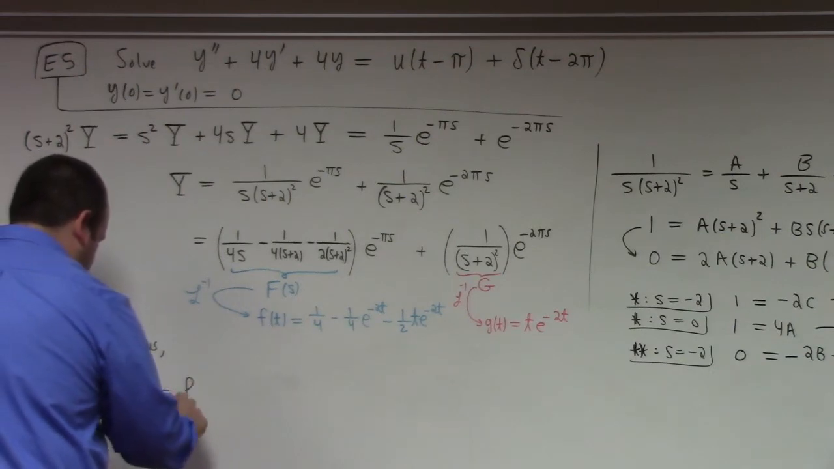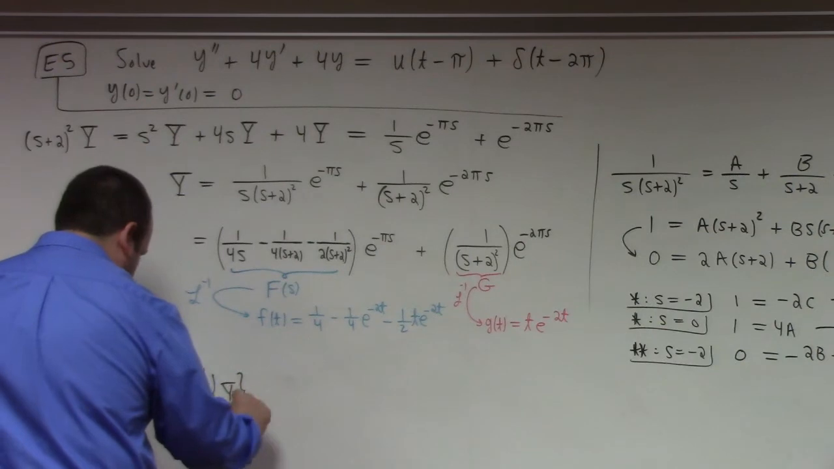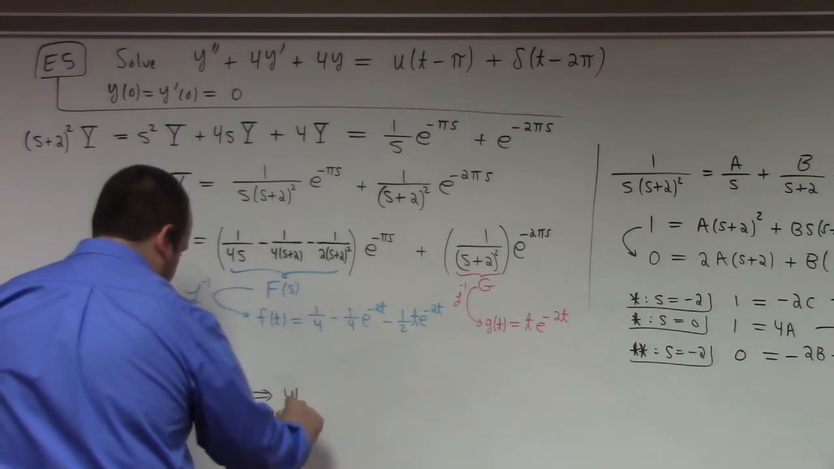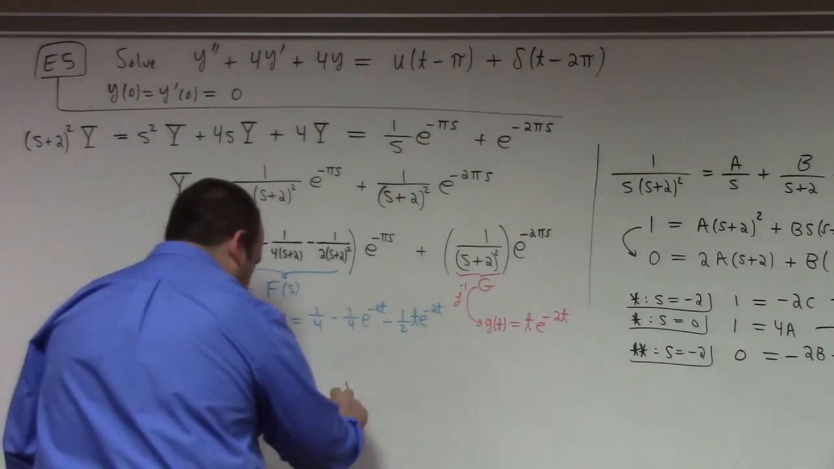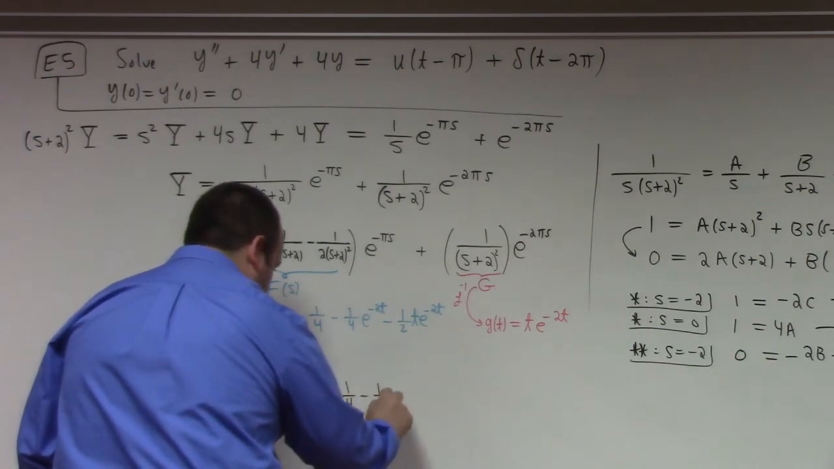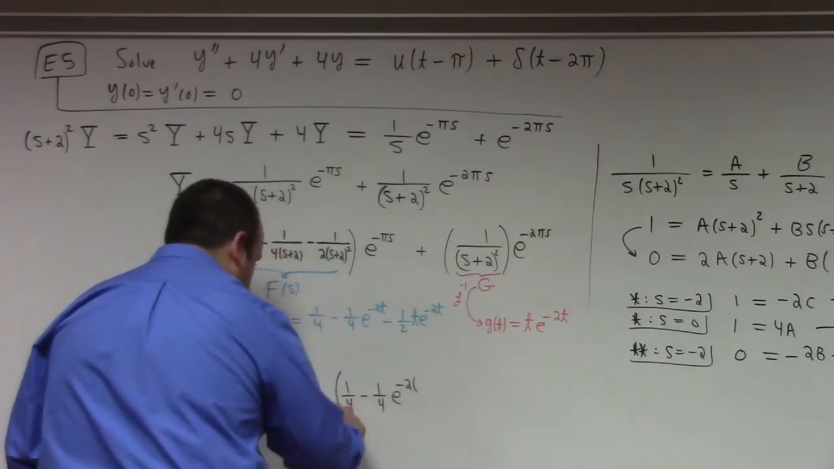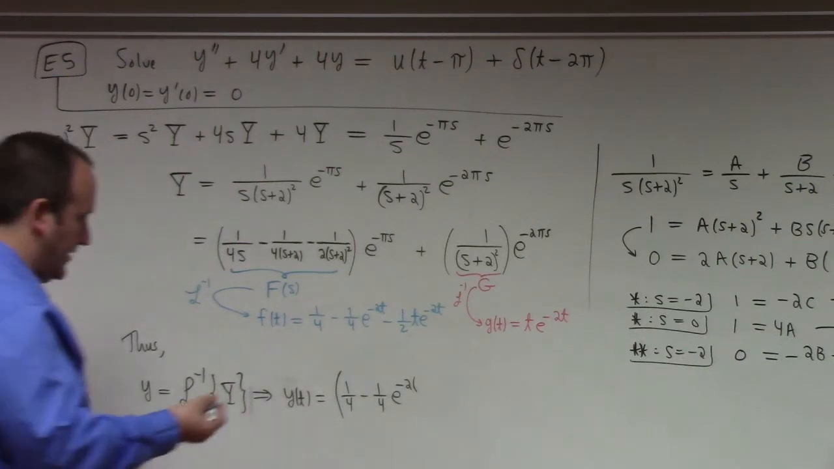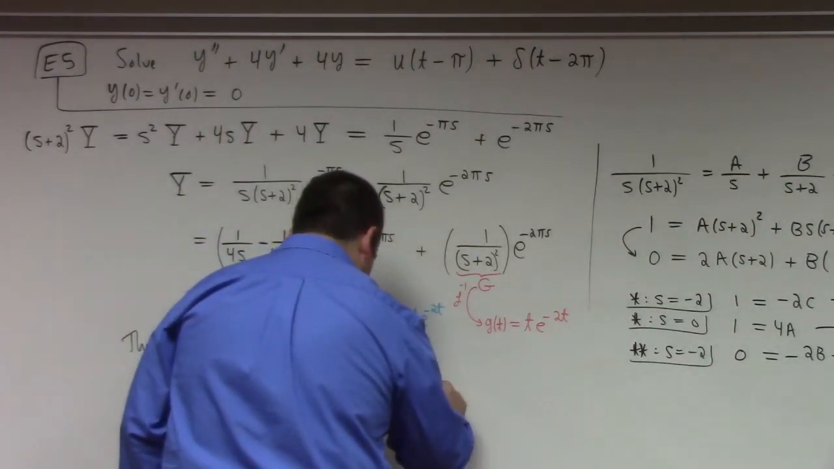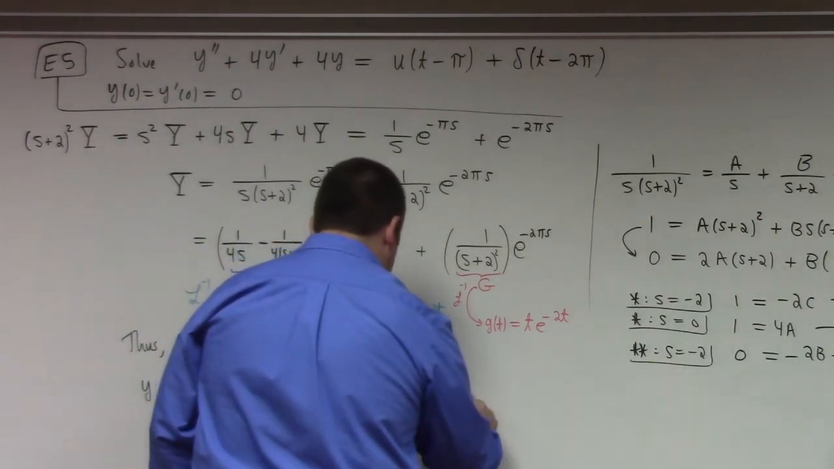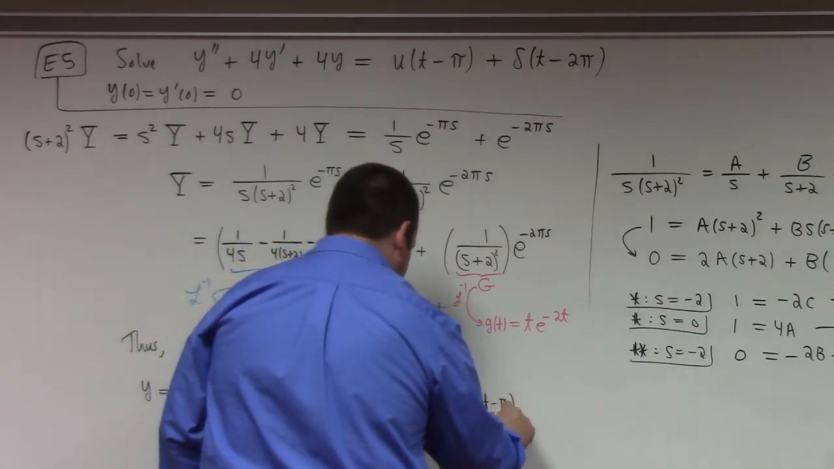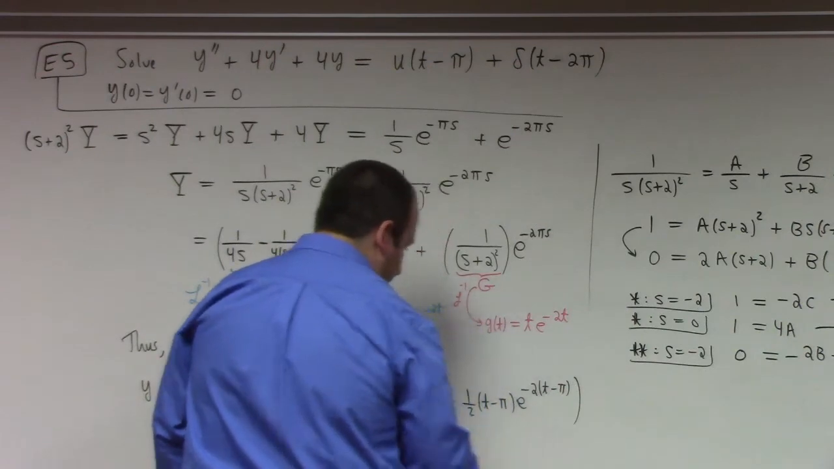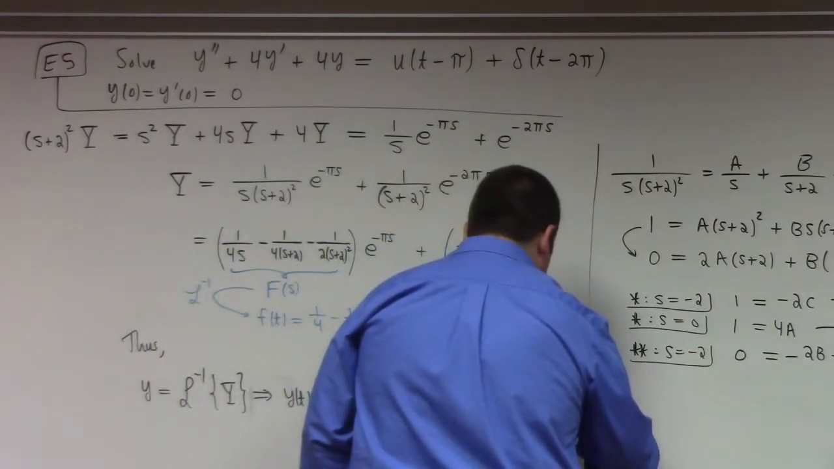y, which is, by the way, the inverse Laplace transform of big Y, so that tells me y of t is equal to 1/4 minus 1/4 e to the minus 2 parentheses, where I have to replace t with t minus pi here, minus 1/2 (t minus pi) e to the minus 2 parentheses (t minus pi). Every place there was a t, I have to replace it with t minus pi. All gets multiplied by u of t minus pi.